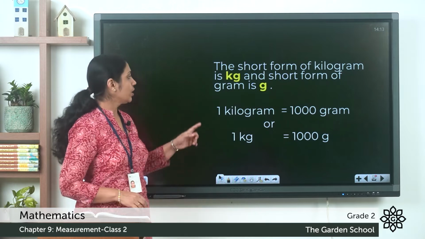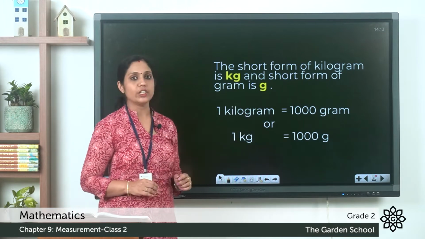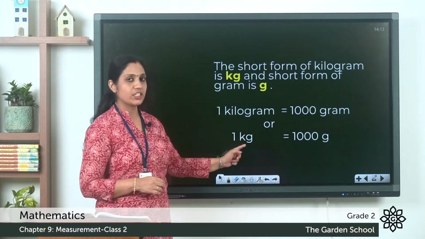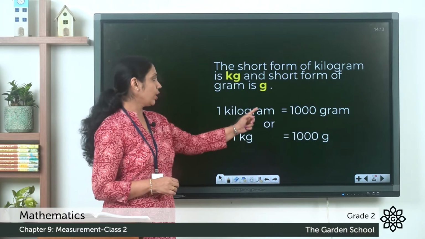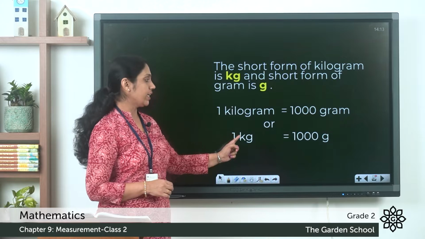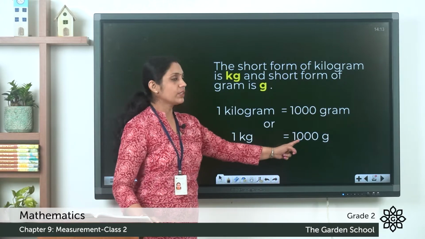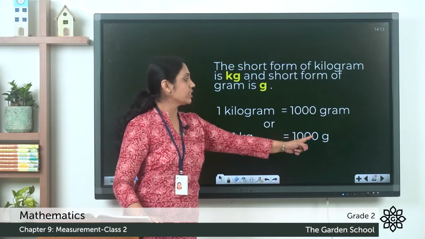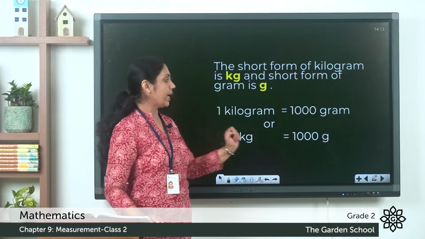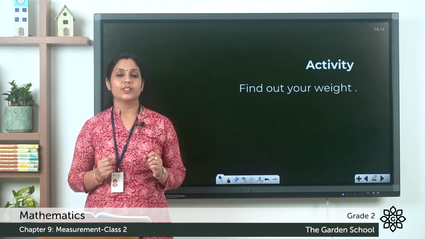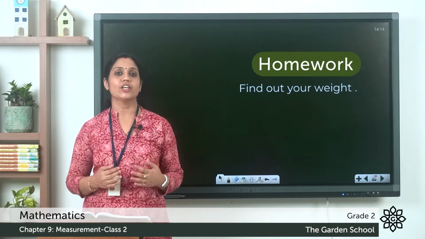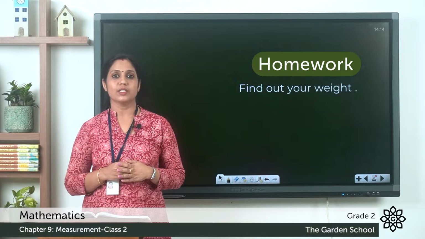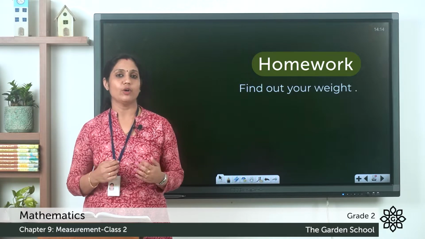We can say that 1 kilogram is equal to 1000 grams, or 1 kg. Kg is the short form of kilogram. So we can say that 1 kg is equal to 1000 g. That means 1000 gram. So kg and g is the short form of kilogram and gram. You have an activity, find your weight. So weight is measured in kilograms. So this is an activity for you, find out your weight.